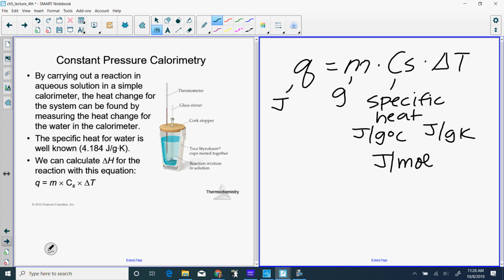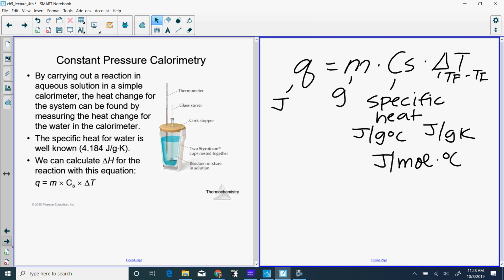Sometimes it's joules per mole degrees Celsius. So instead of plugging grams in, you're going to have to plug moles in. And I'm going to show you a sample problem just to remind you of that. Change in temperature is always our final temperature minus initial, for any kind of change, whether it's in Kelvin or degrees Celsius. Actually it doesn't matter, because when you subtract them, you get the same value. Okay?